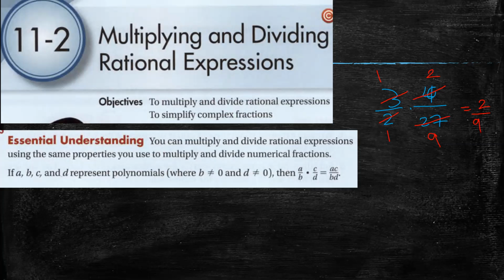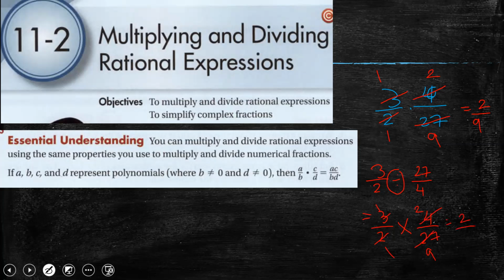And if you want to divide numerical fractions, such as 3 over 2 divided by 27 over 4, what do you have to do? The first step is that we keep the first fraction as it is, then we switch the division to a multiplication, and then we write the reciprocal of the second fraction, which is 4 over 27. Then it becomes a multiplication. You can simplify, and you will get the final answer, which is 2 over 9. This is how we did it with numerical fractions.